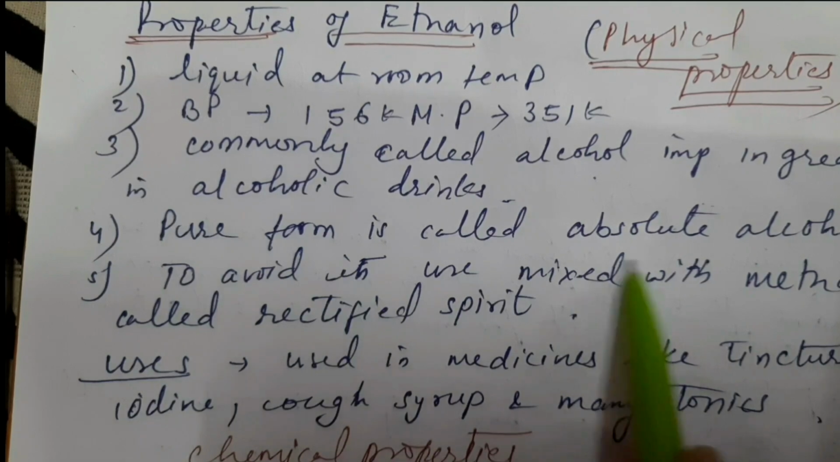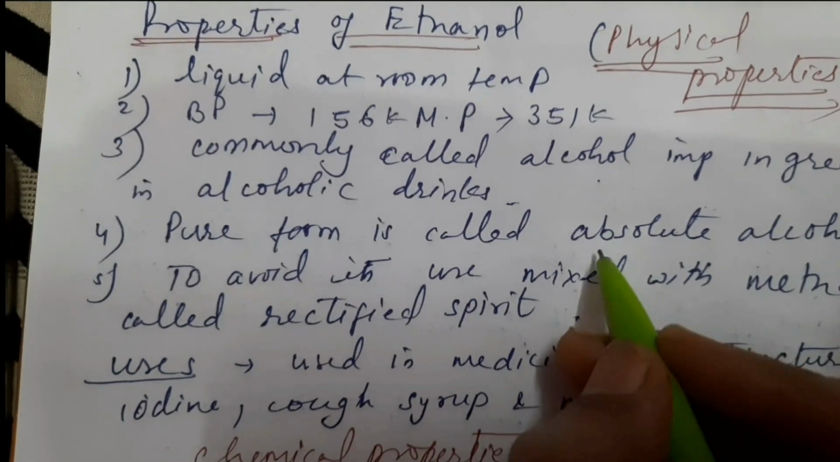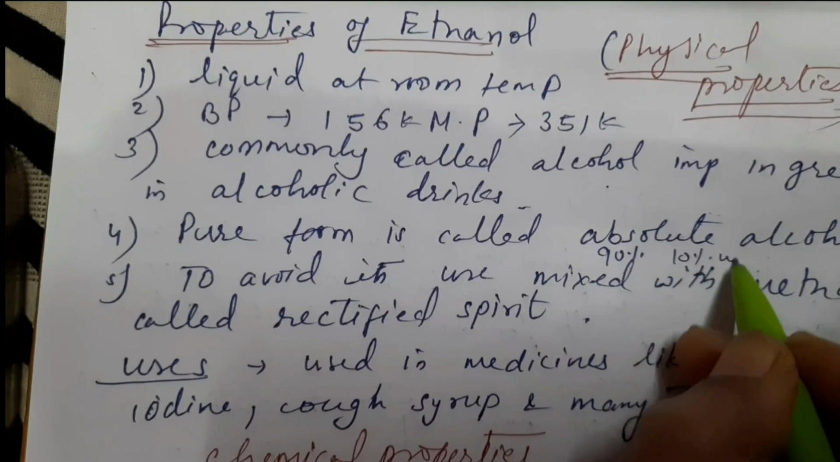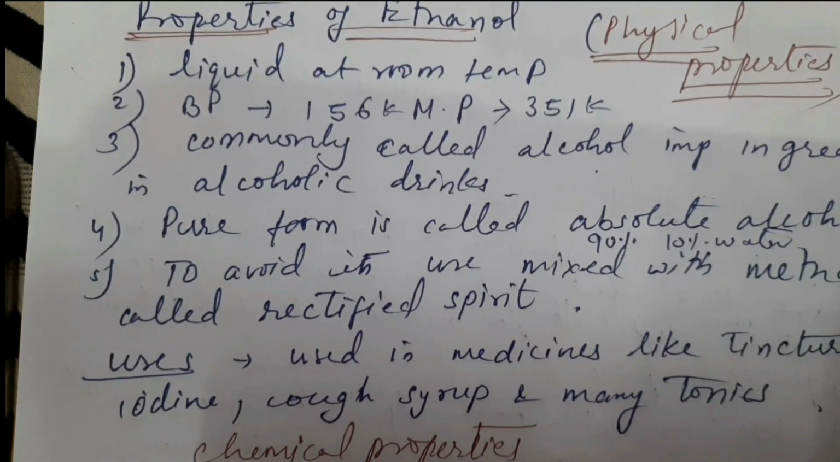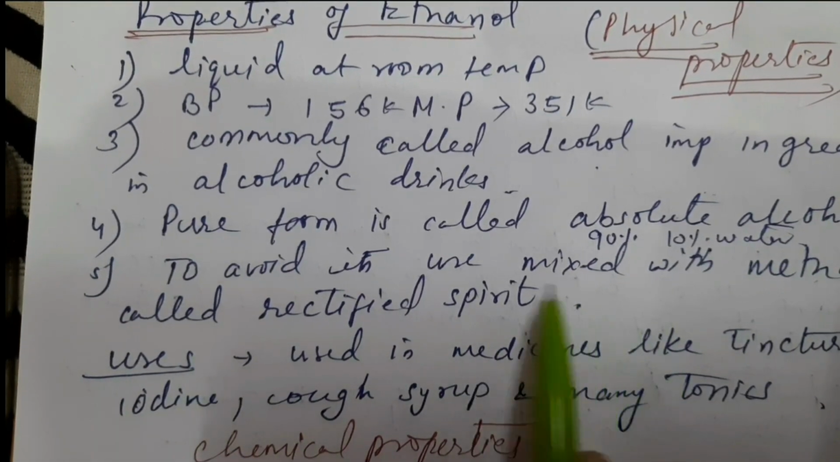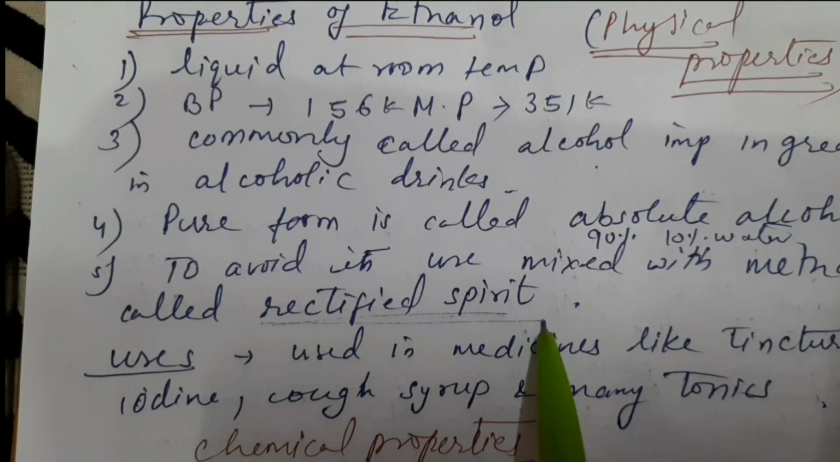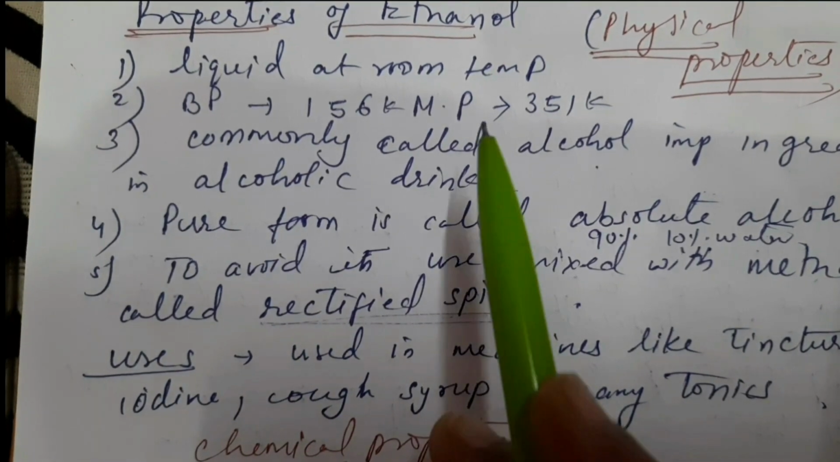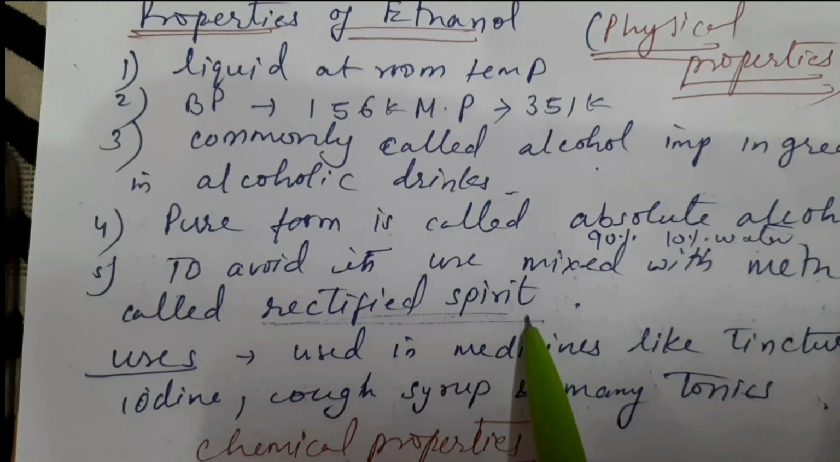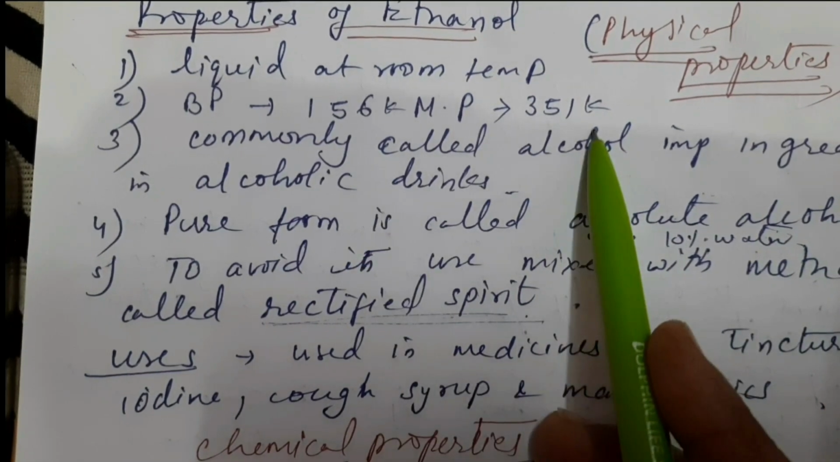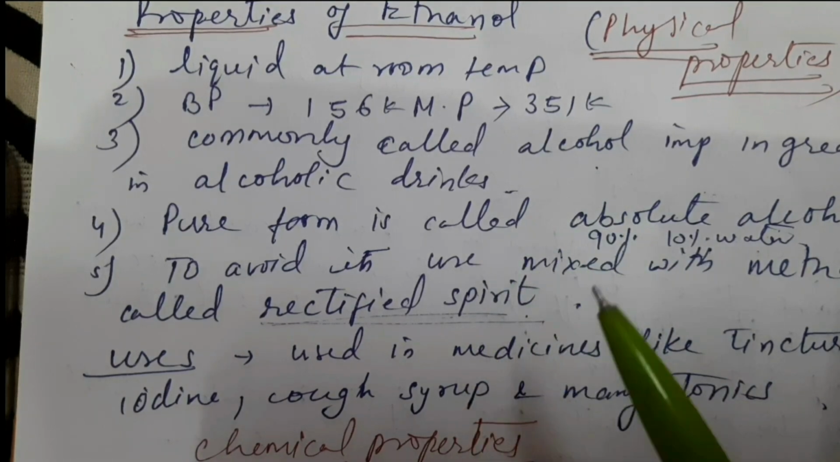Its pure form is called absolute alcohol, where there is 90% alcohol and 10% water. To avoid its misuse, it's mixed with methanol. Then it is called rectified spirit. So all these can be separate 1 mark questions. You need to learn all the properties. What is rectified spirit, or what is absolute alcohol, or what is the melting and boiling point of ethanol. Like that they can make separate questions.